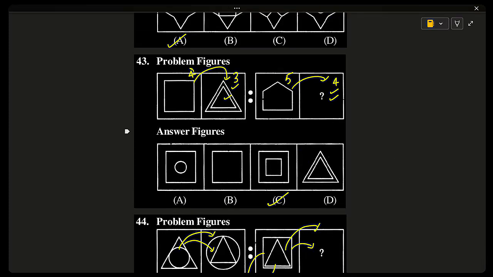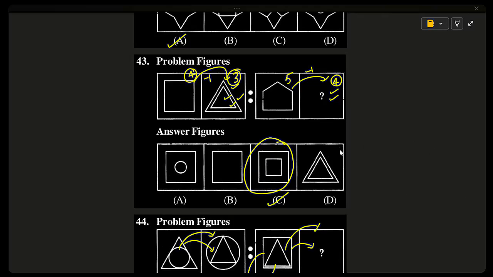See how many sides are there for the square? Four. You subtract 1, it becomes 3. That means three-sided polygons are repeated 2 times, right? Now here in pentagon, how many sides are there? Five. You subtract 1, it will become 4, right? The four-sided polygon should be repeating 2 times. It is seen in option A. Sorry, C.